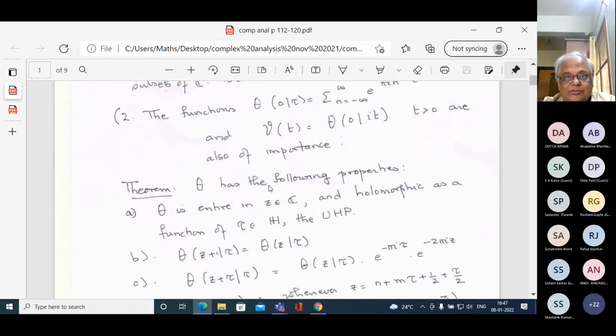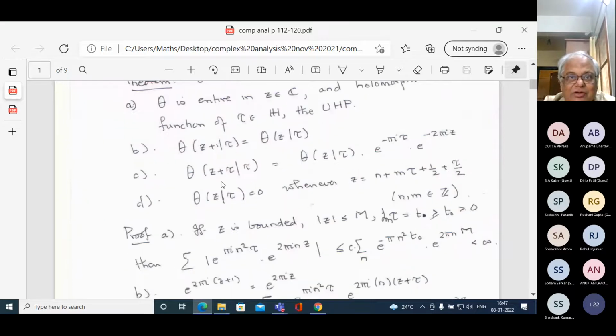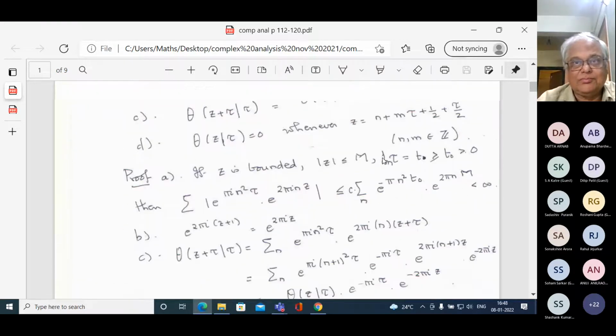It is entire in z, and it's holomorphic for tau in the upper half plane. This is only defined for tau in the upper half plane. And when you translate z by tau, you get theta of z, tau with a certain factor. So these follow from that sum.